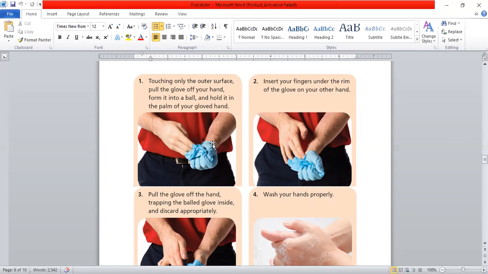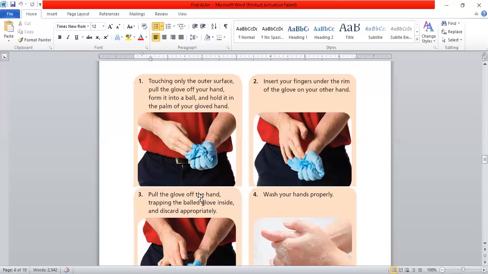So you remove it from the outer surface, and then you form it into a ball from the inside. Then you hold it in the other hand that is already gloved. Then the second step is to insert the finger under the rim of the glove on your other hand. So you are inserting inside the other glove; do not touch the outer surface of the other glove with your bare hand. You're inserting from the inner part, the space where your hand is inside the glove.